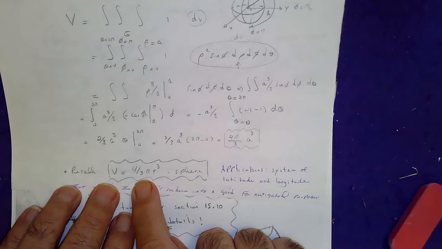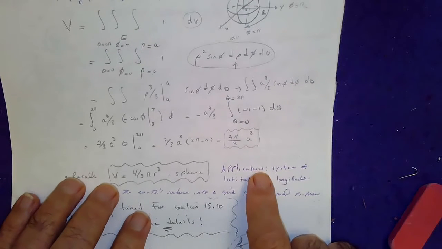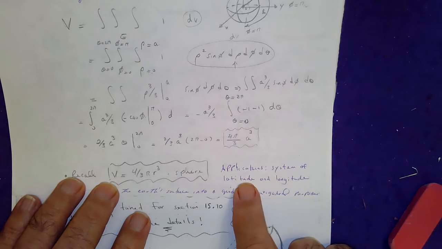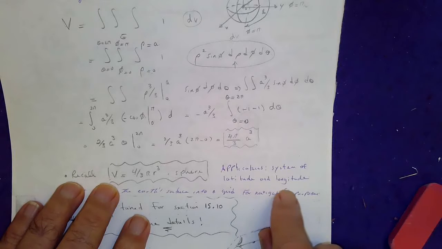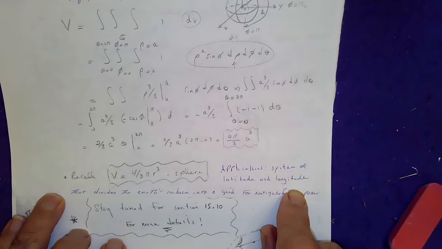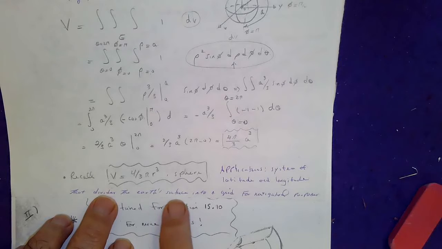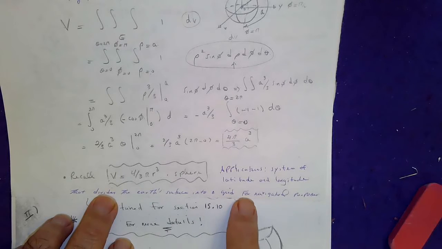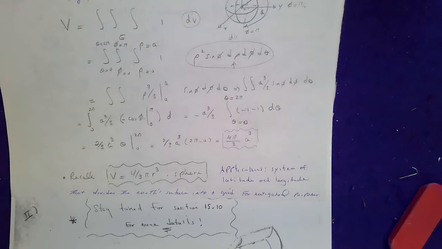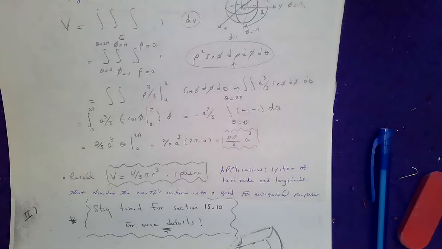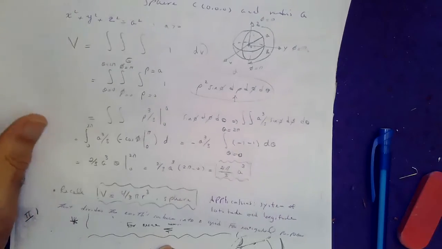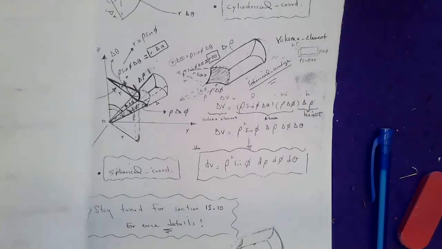Do you see it? What would be the application of spherical coordinates? Remember the system of latitude and longitude. It divides the Earth's surface into a grid for navigational purposes. Remember, I told you spherical coordinates is the fundamental idea behind GPS. That's how GPS finds your destination.